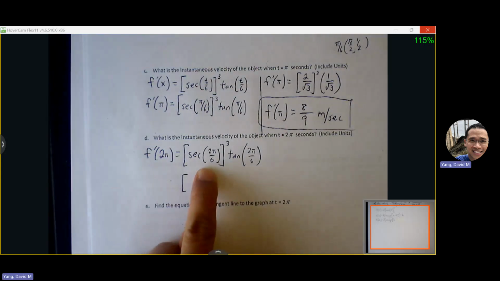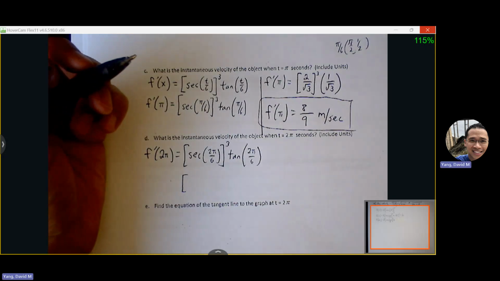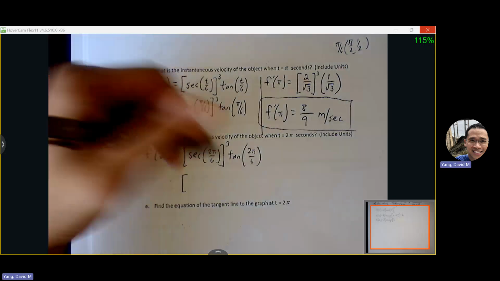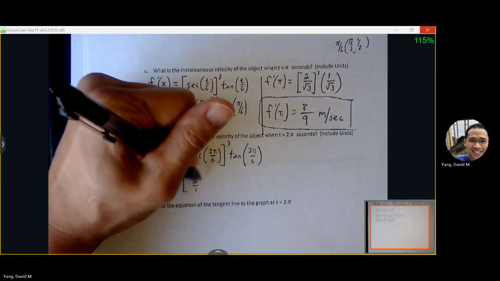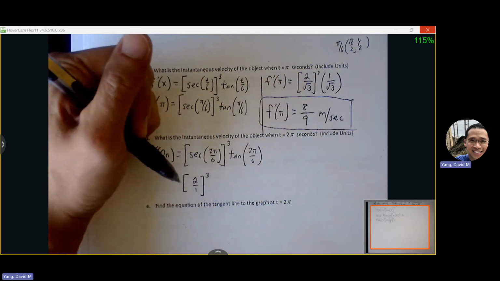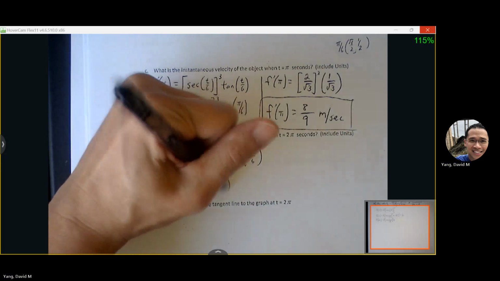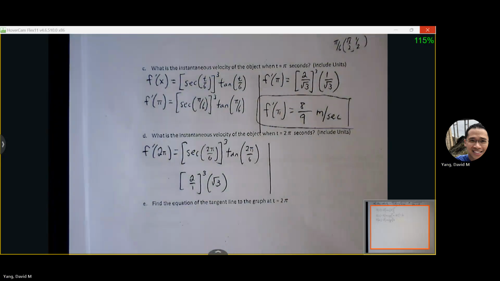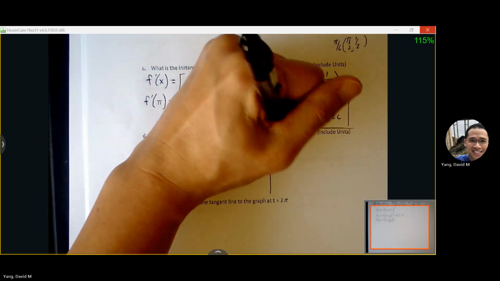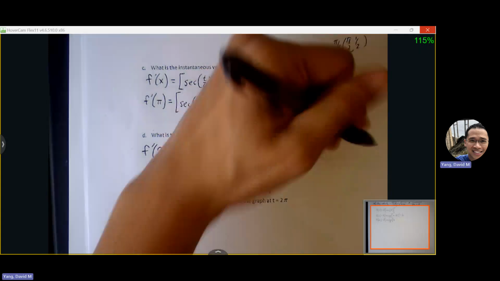Secant of pi over 3 is... cosine of pi over 3 is 1/2. So flip that, we get 2 over 1. Tangent of pi over 3 is root 3 over 1, or just root 3. Two cubed is 8.